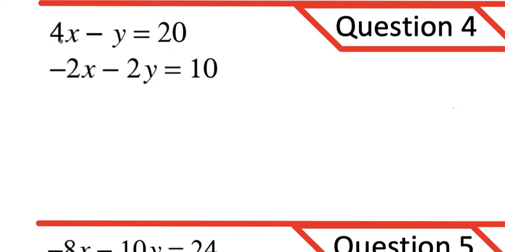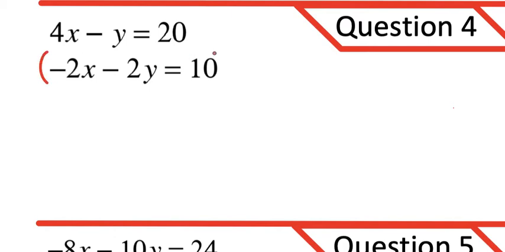For number 4, we have 4x minus y equals 20, and -2x minus 2y equals 10. For this question, we're going to do something a little bit different. We're going to solve this equation using elimination rather than substitution. When we're trying to eliminate a variable, what we want is for the coefficient of a specific variable to have the same number but opposite signs. So for example, in number 4, we're going to eliminate x.